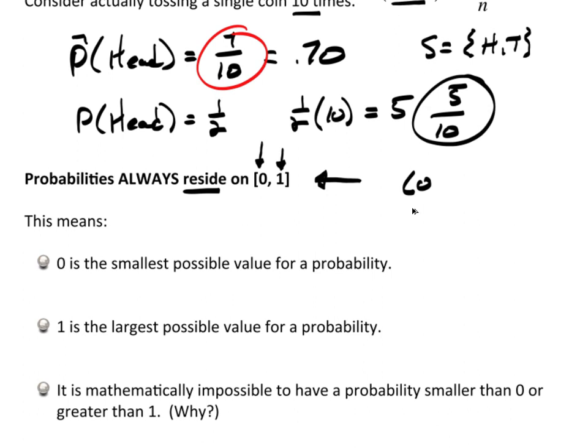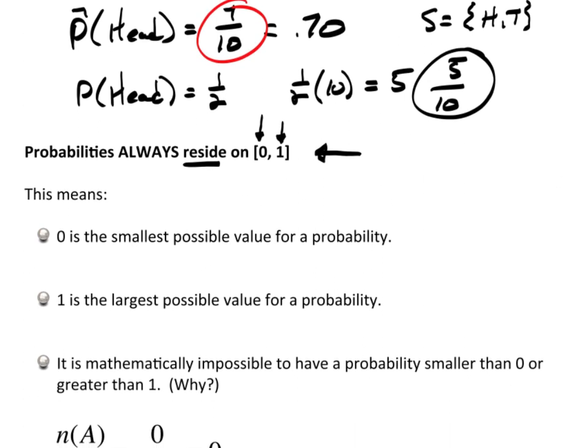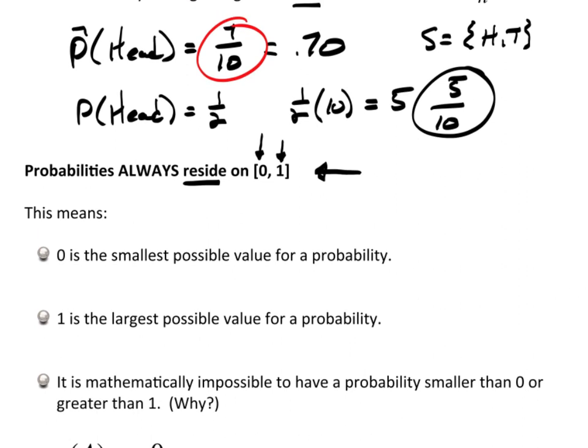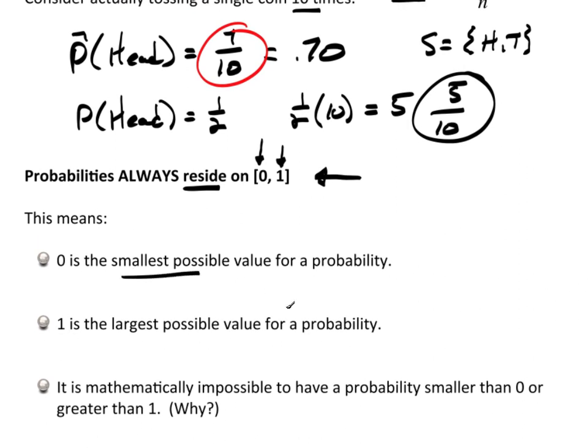But that's not what we have here. What we have is the endpoints are included. What this means is that 0 is the smallest possible value for a probability. It is not possible to have a negative probability. 0 is the smallest. Likewise, 1 is the largest possible value for a probability. It's not possible to have a probability greater than 1.